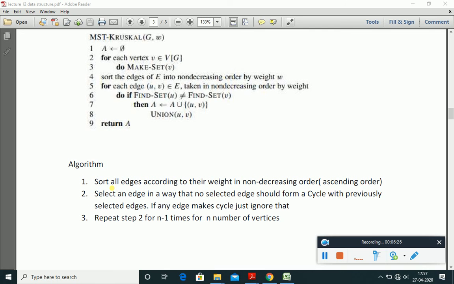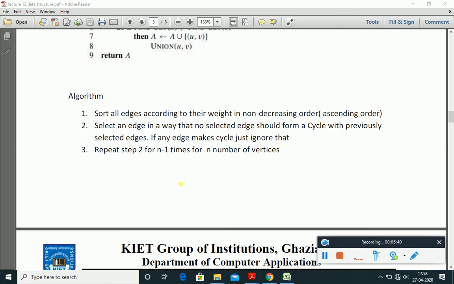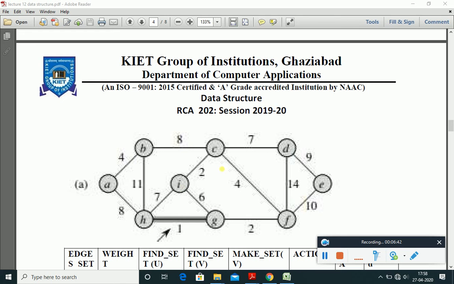And we will repeat this step n minus 1 times. Meaning, if there are n vertices, we need to do this step n minus 1 times, because we need exactly n minus 1 edges to make a spanning tree. So have a look at this graph, a very popular graph. You can find it in many books, even on many Google platforms.